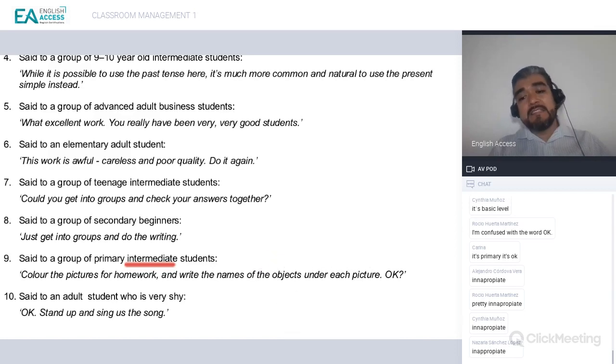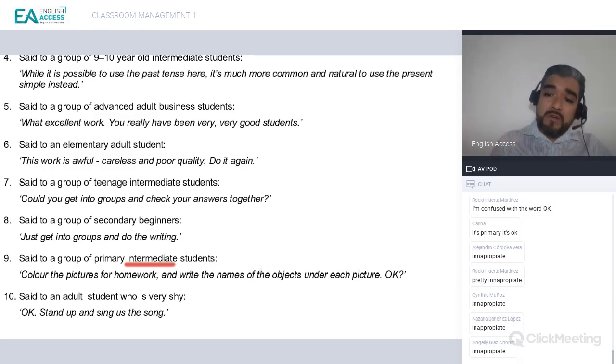Yeah, right. Because since the student is very shy, if the student probably makes mistakes, or is not used to singing, or is not used to this type of activities because he's very shy, he's going to feel very uncomfortable, right? He's going to feel very uncomfortable.